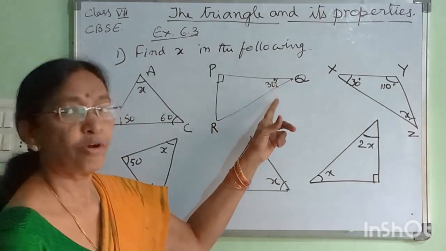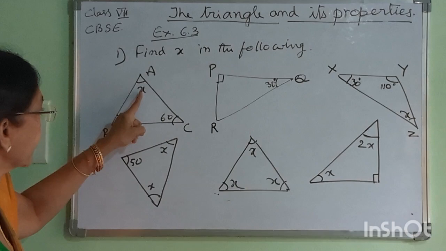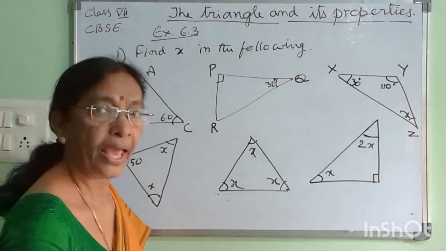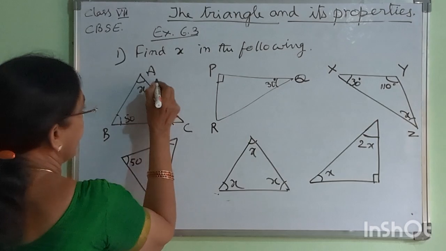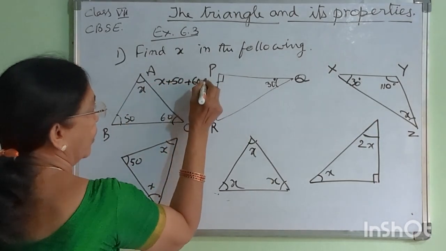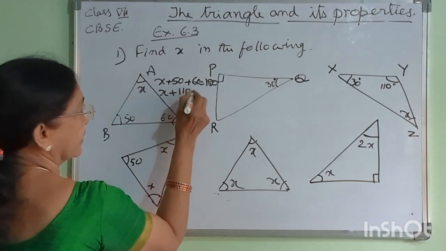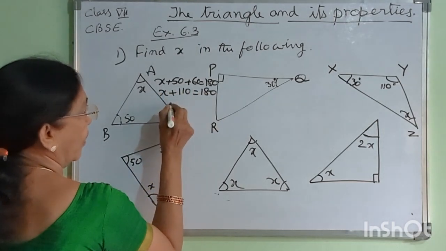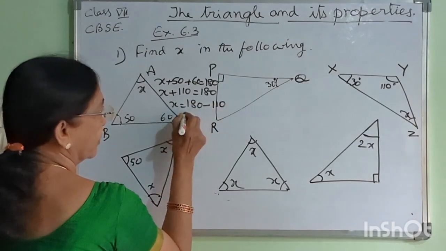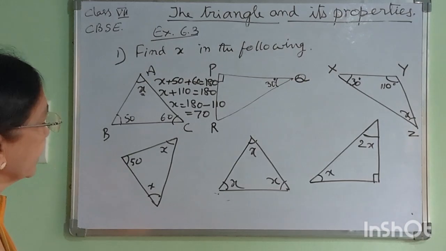Find x in the following figures. Here, x plus 50 plus 60 is equal to 180. From the angle sum property, x plus 50 plus 60 is equal to 180, or x plus 110 is equal to 180, or x is equal to 180 minus 110, which is 70. Therefore, x is equal to 70 degrees.